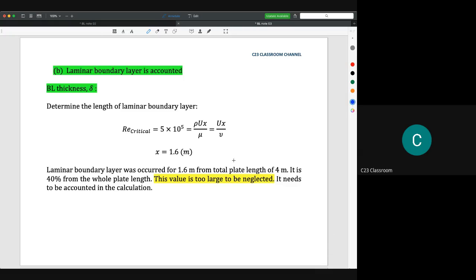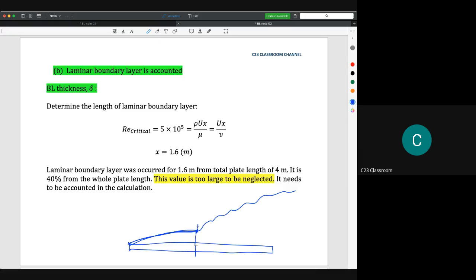So let's say we need to take the laminar boundary layer into our calculation. First, we need to calculate the boundary layer thickness delta for the laminar boundary layer only. For example, we have a plate here. We assume that the flow will create a laminar boundary layer. Later on, a transition occurs over a very short period, and then the turbulent boundary layer occurs.